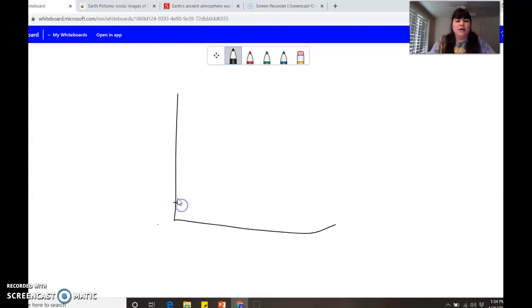On one axis, oh, this looks horrible. I don't have a little, what's the word? Okay. On one axis is going to be number of individuals, okay? On the other axis, it's going to be time, okay? So let's say, oh my, this is just horrible writing, okay?